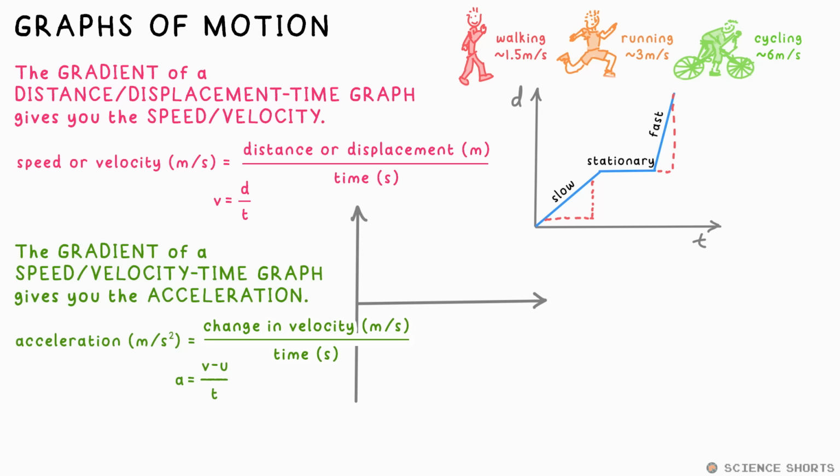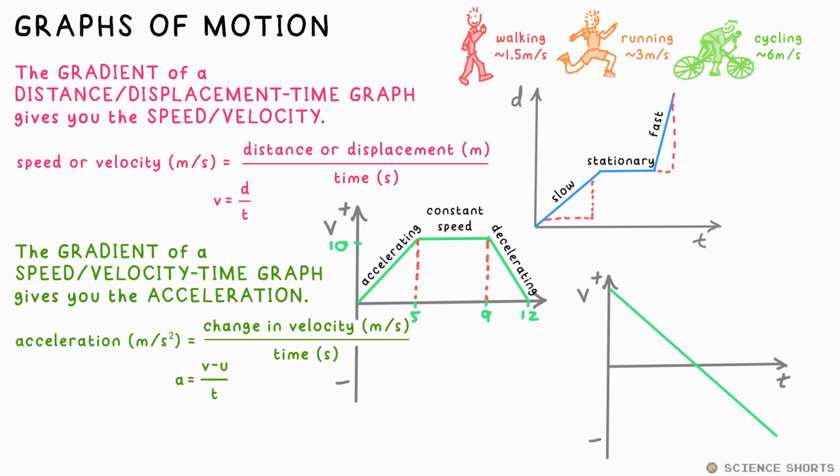A speed or velocity time graph can give you even more information though. This time, the gradient gives you change in speed divided by time, which is acceleration. Here's the equation, a equals v minus u over t. That v minus u is just change in velocity. Final velocity take away initial velocity. The unit of acceleration is meters per second squared, and it tells you how quickly speed is changing. If it's a negative gradient, heading towards zero, this means the object is decelerating, slowing down.